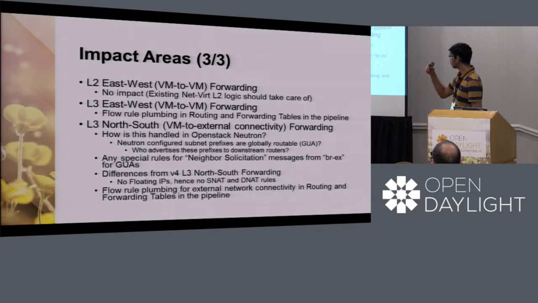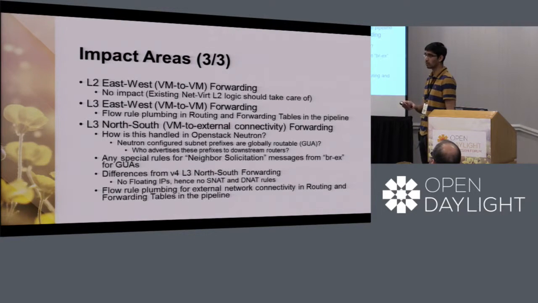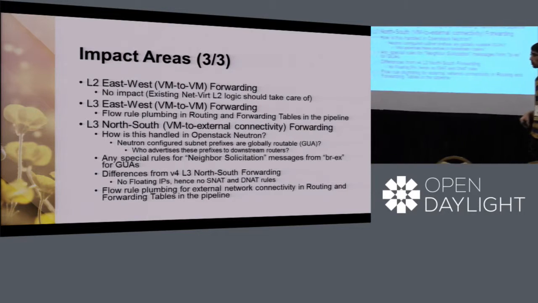But my question is, how does Neutron ensure that these addresses are advertised to the outside so that they are reachable from the external networks? In case of V4, they use the floating IP concept, but in case of V6, if they use these globally unique addresses, do we need to do any advertisement, or is it assumed that these addresses are configured in the external router so that they are advertised by the router, and we can assume that they are reachable? Lakshya, do you know whether there's any local versus global scope?